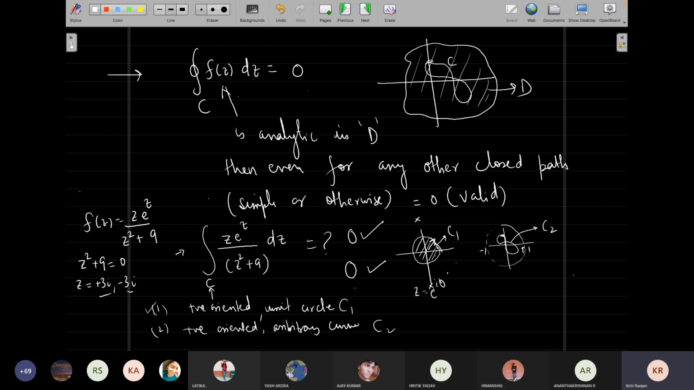And in this example, I said further that it does not need to be any simple closed path. It can be even a non-simple closed path, but as long as it is lying in the region, let's say -1 to +1 or -2 to +2, as long as it does not include these singularities, it will still give you the same result, that is 0. That is the extension of the Cauchy-Goursat theorem: even for a non-simple closed path, the result remains valid.